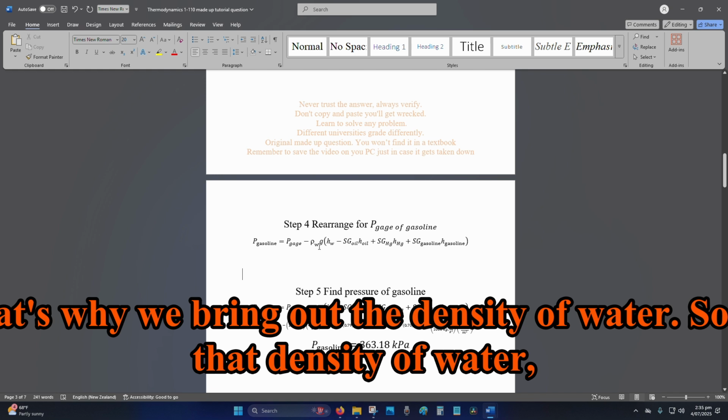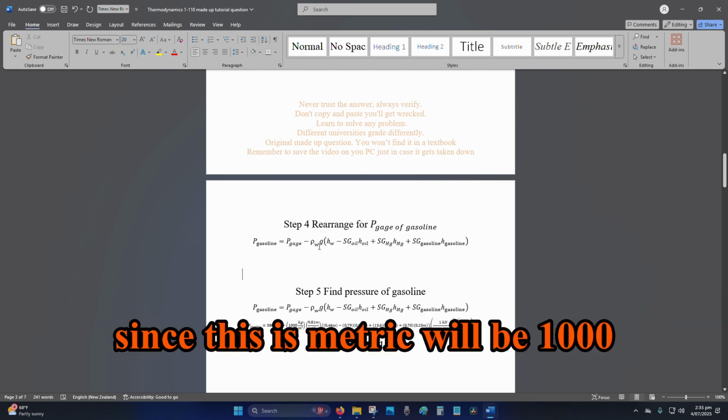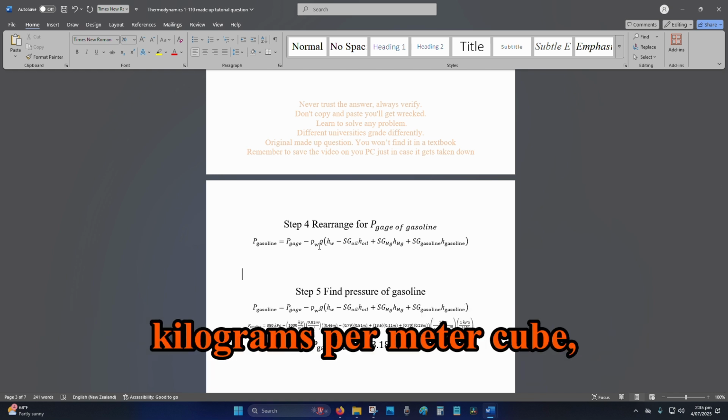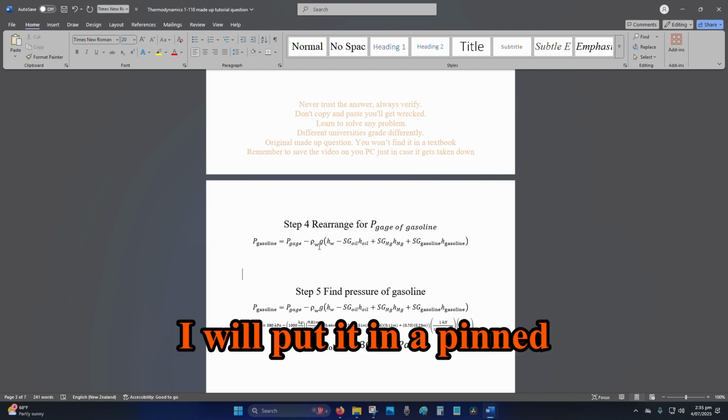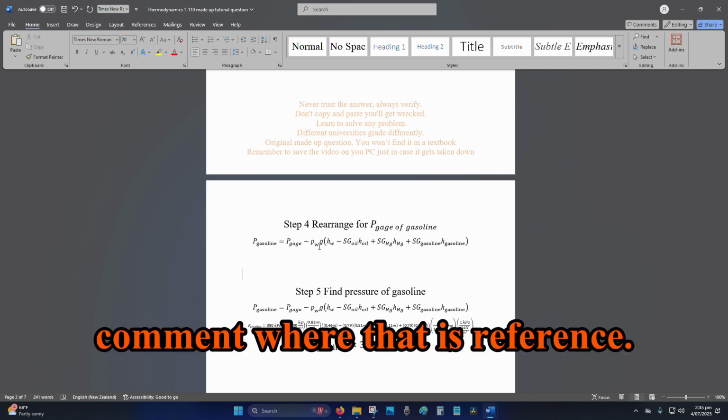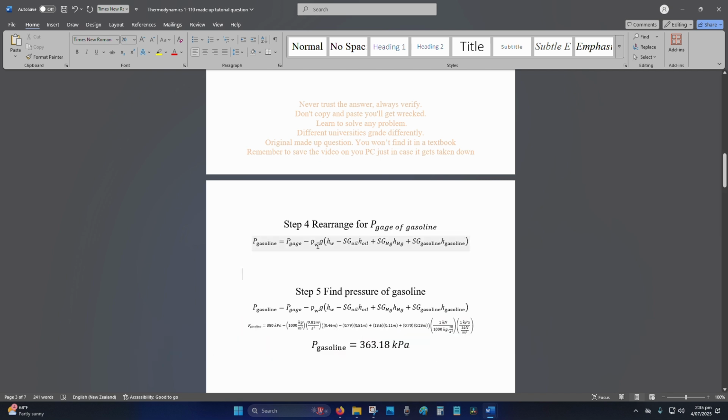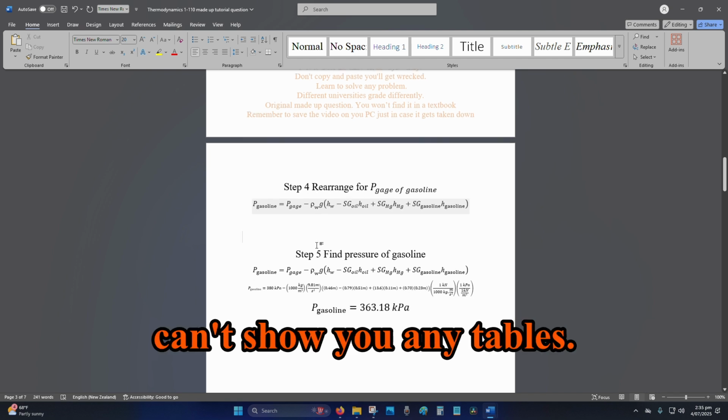So note that the density of water, since this is metric, will be 1000 kilograms per meter cubed. I will put it in a pinned comment where that is referenced. For legal reasons, I can't show you any tables.